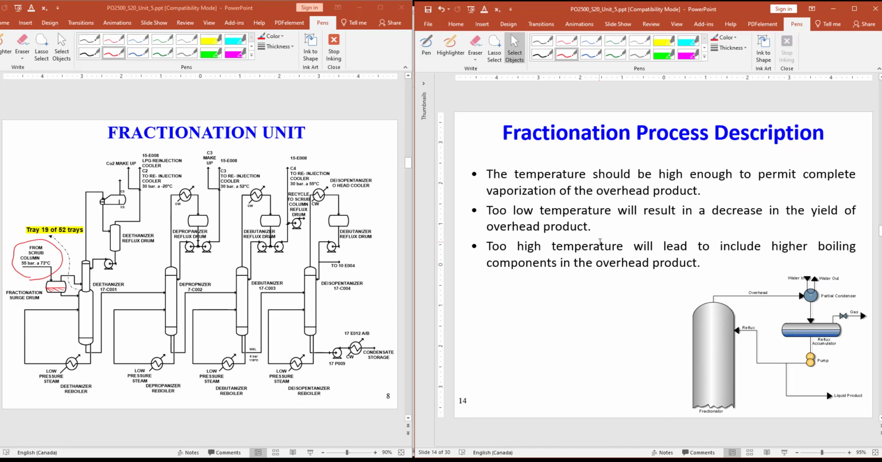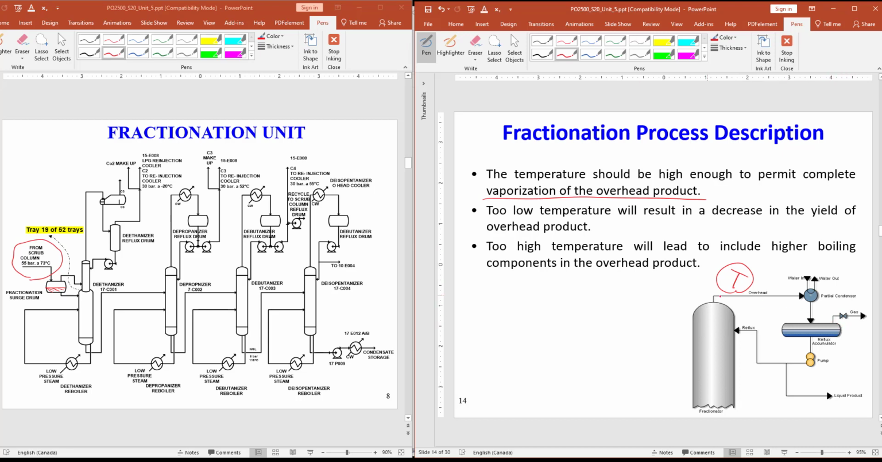Then, okay, the temperature should be high enough at the top to permit complete vaporization of the overhead product. So we should have high enough temperature here. Although the temperature at the top is lower than at the bottom, still we need to have temperature high enough to vaporize all the overhead products, the light products.